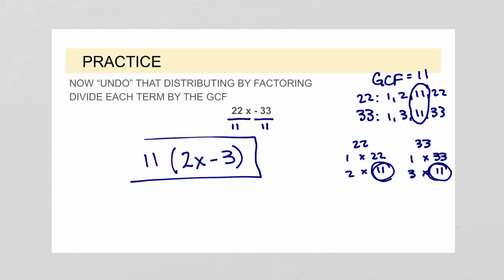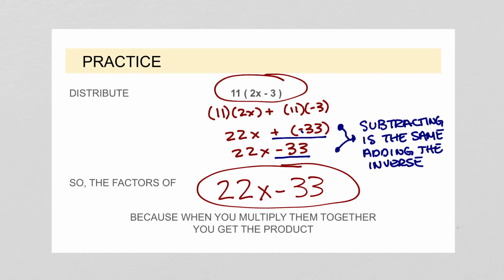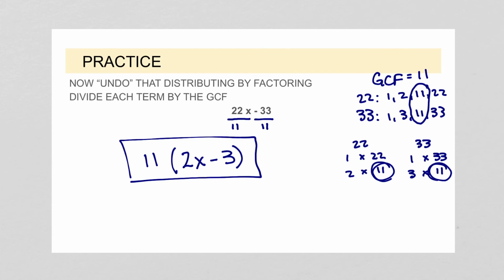So this is that undo. And let's look back. 11 times the expression 2x minus 3. Is that 11 times the expression 2x minus 3? Good, we did it. So we successfully factored and distributed to see that we made equivalent statements.